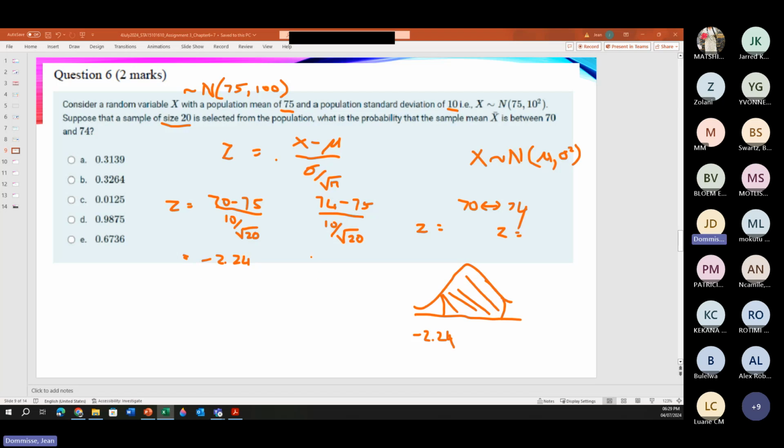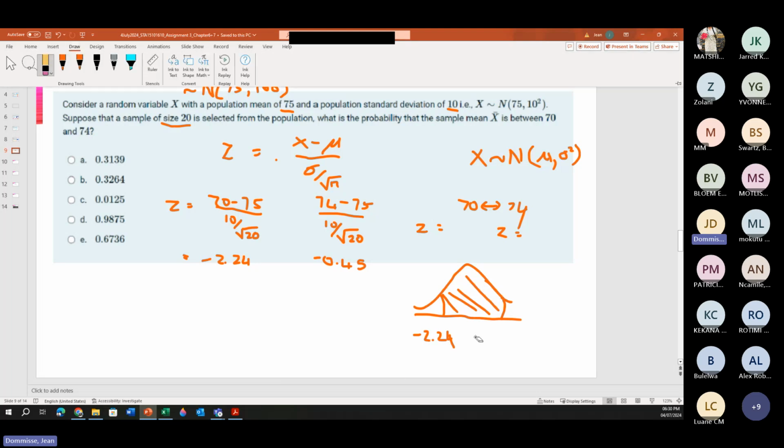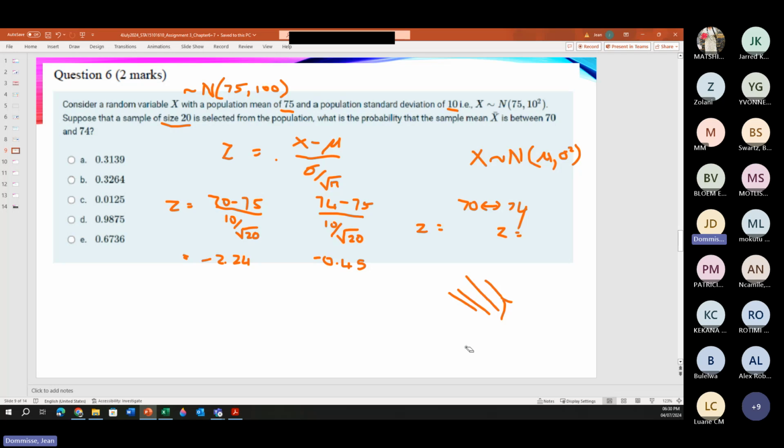And I get Z is minus 0.45. Okay, so just if you go through this, just check. We will now, in any case, see if it makes sense on the tables, what was done. Okay, so let's redraw this. Definitely wrong.